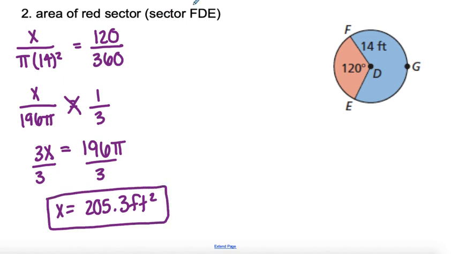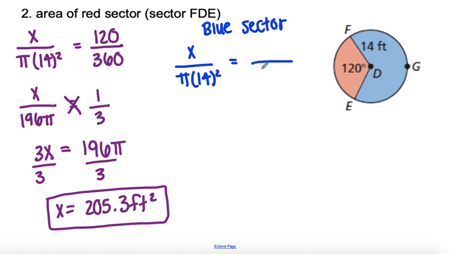Okay, now what if I asked you to find the area of the blue sector? We're still going to go through that same process, and it's going to look very similar to what we just did in terms of our numbers. But now I need to figure out what this angle measure is. Well, I know the whole circle is 360. I know this part is 120. So 360 minus 120 will get me 240.